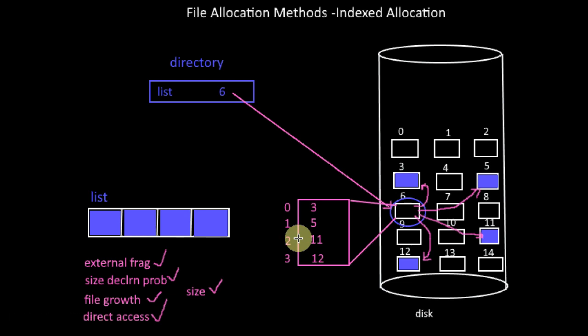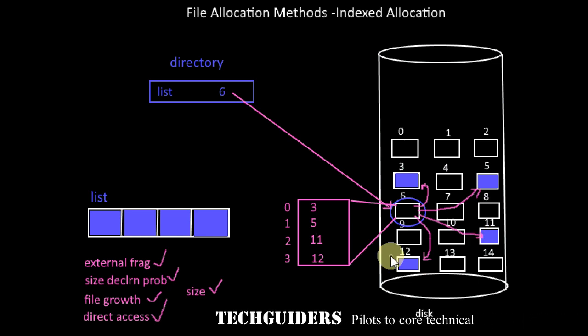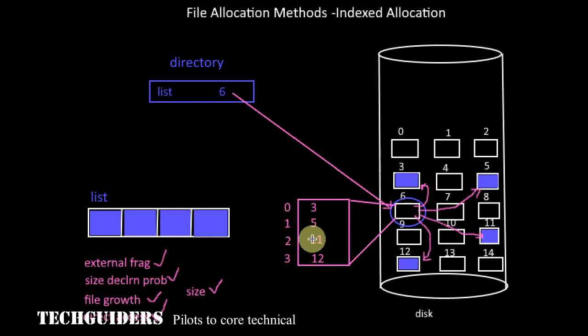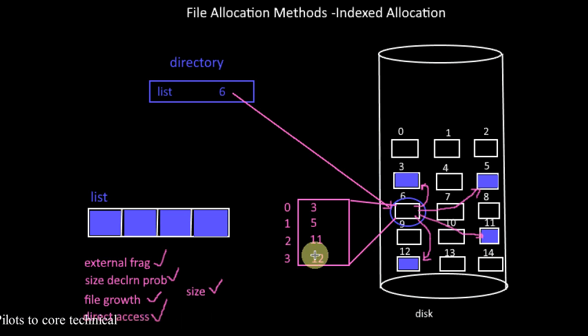So we have to go for an optimum size of the index block, and if it cannot hold all the pointers, we should go for multiple index blocks. In the next video, we shall see how to resolve this issue using different schemes.